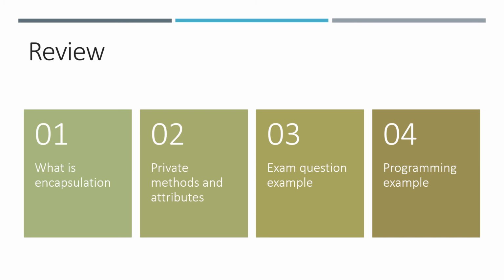So let's just review what we've talked about. You should now know what encapsulation is, and you should know what private methods and attributes are. We've mainly been looking at private attributes. Those are attributes that cannot be altered in the main program, but only through get and set procedures. Private methods are similar. They can't be used in the main program. They can only be used inside other methods. You'll come across that less often, I think. We looked at an exam question example, and we did a little bit of programming using get and set methods.